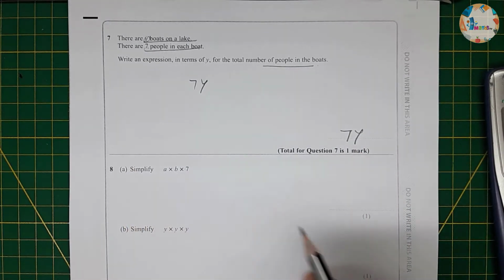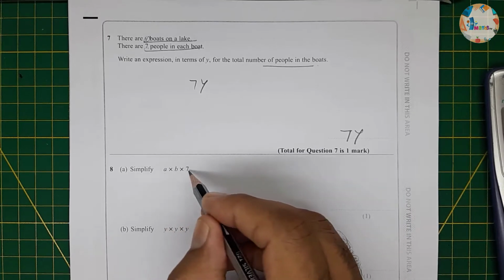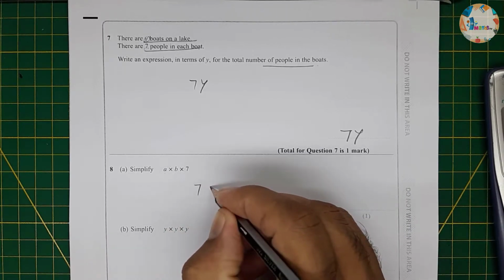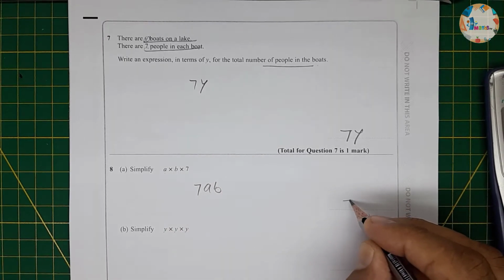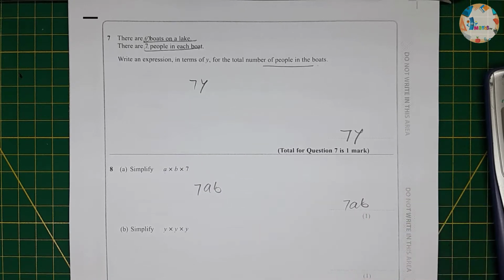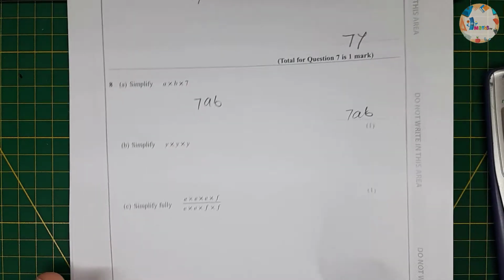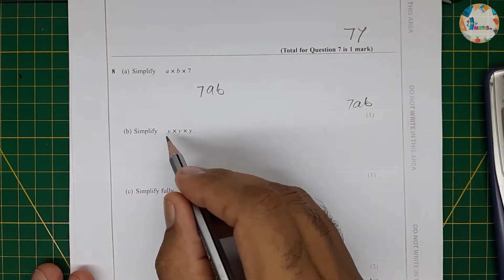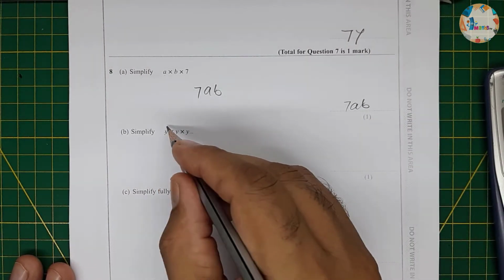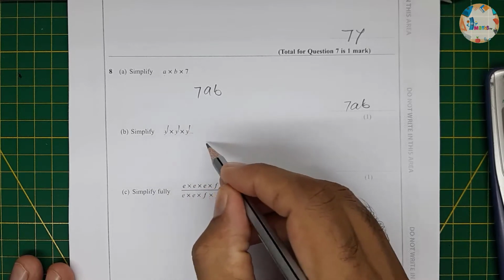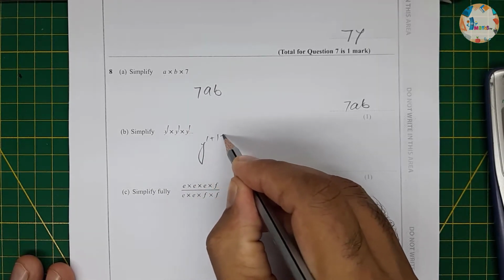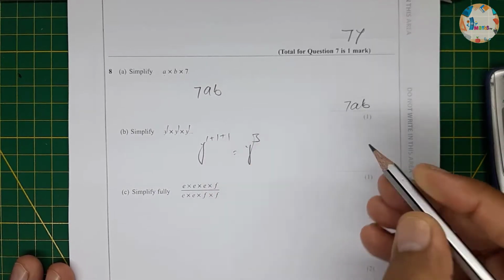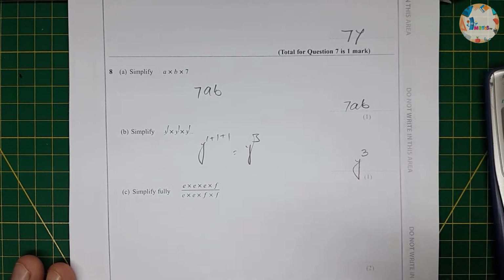Then question number 8. Simplify A times B times 7. So this will be 7AB, so our answer will be 7AB. That's done, part A is done. Then part B, Y multiplied by Y multiplied by Y. When bases are multiplied, their powers add, each being 1. So Y will be 1 plus 1 plus 1, which is equal to Y raised to the power 3. So we can write Y cubed.